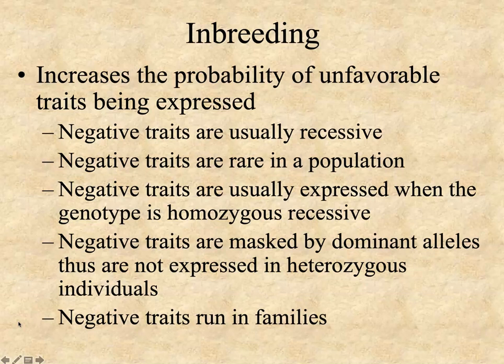In fact, in human populations, culturally, it's taboo to make babies with your brother or sister or mother and father. And there's a reason for this, and that is because negative traits run in families. So if I breed with someone unrelated to me and I carry the disease, it's highly unlikely that I will produce an individual that is homozygous recessive, that would express that genetic disease.